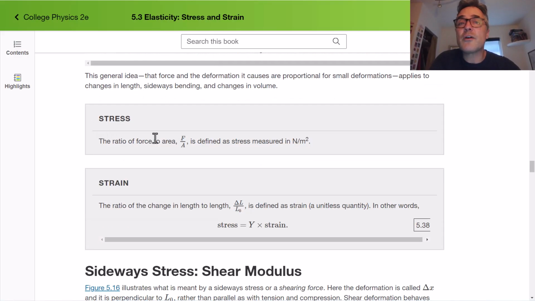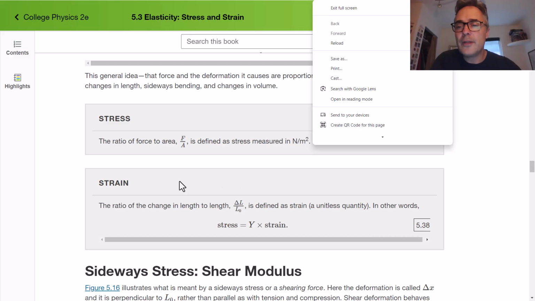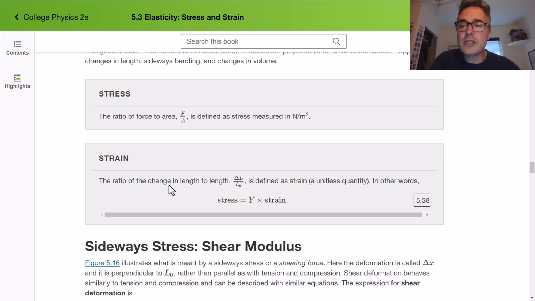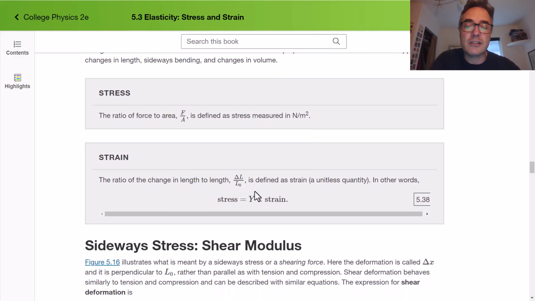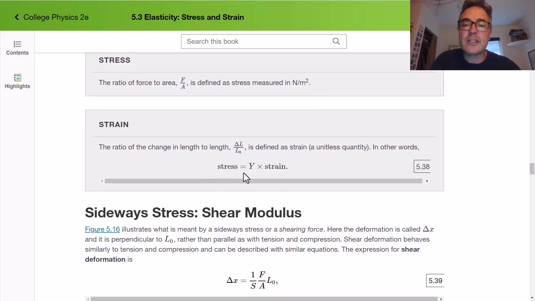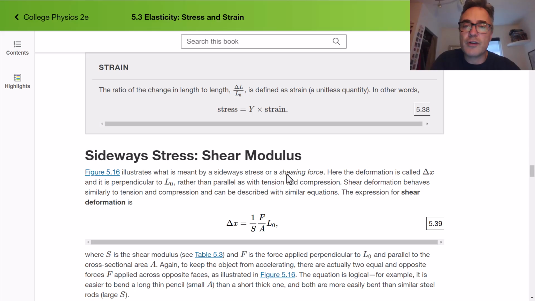So stress is always a ratio of force to area. Stress has units of newtons per meter squared, also called a Pascal. And strain is a dimensionless change in something's length or size. And so stress is some Young's modulus times strain.